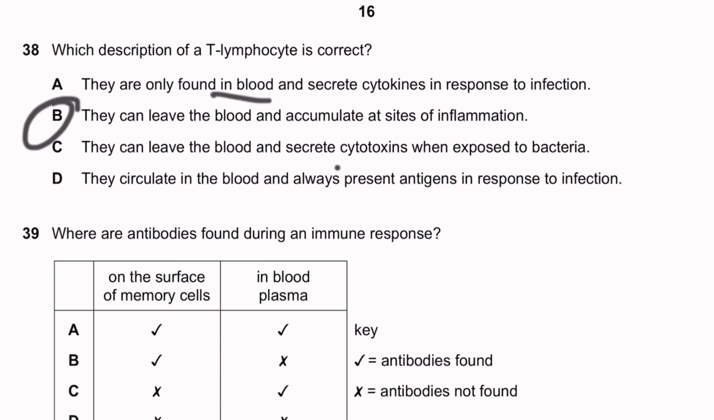They can leave the blood and secrete cytotoxins when exposed to bacteria. Well, yes, but that's not the main thing that they do. Okay, they circulate the blood and always present antigens in response to infection. That is wrong. This is the function of antigen-presenting cells or macrophages, or let's say monocytes when they encounter a pathogen.